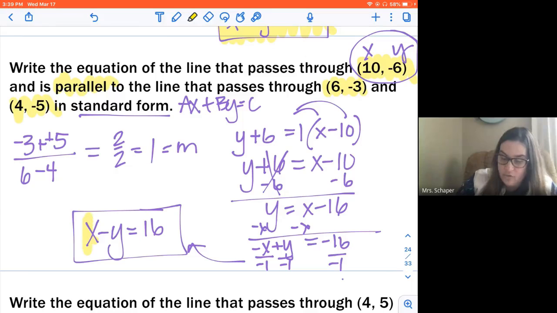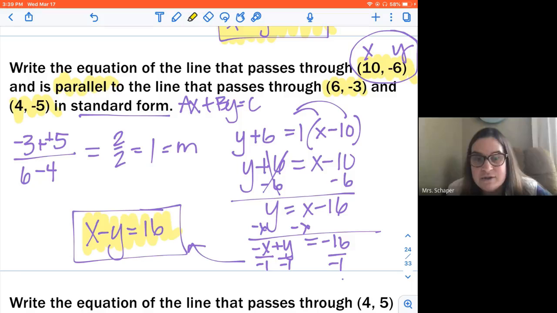It's standard form of a linear equation. Standard form. I started by finding my slope. I got it written in point slope form, and then I translated it.